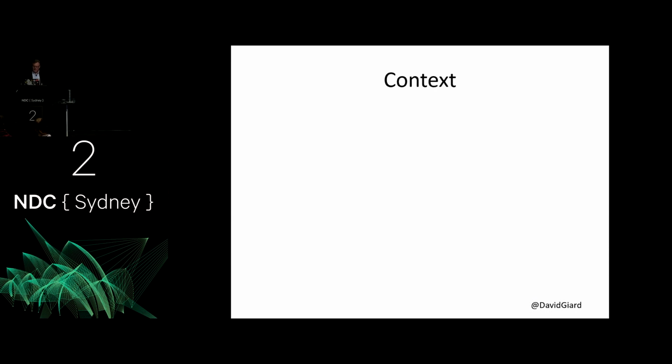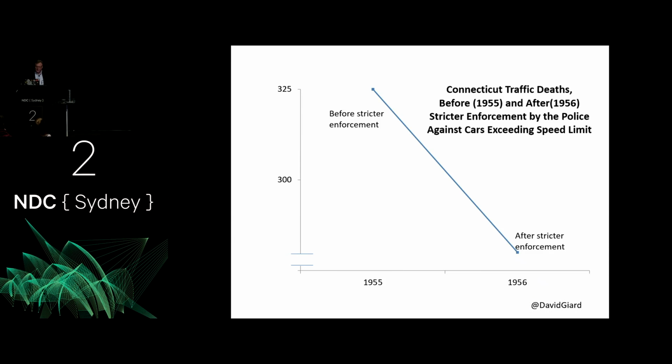Let's see. Context. Context is really important here. Here's an example. This is the number of traffic deaths in the state of Connecticut. Connecticut's a state in the United States, and there's 2 points here: 1955 and 1956. I'll call out that I've actually omitted the 0 axis here. I'm not trying to emphasize the slope of the line, just simply the fact that they went down. They reduced from 325 to about 270, or maybe 280, I guess, during that year.